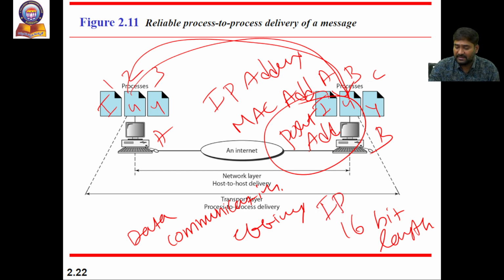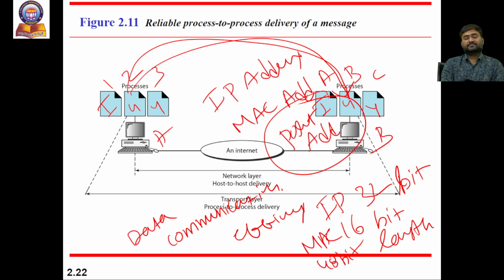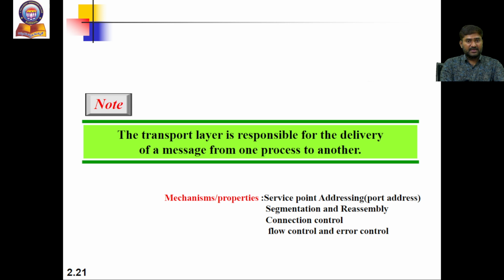The IP address is 32 bits in length. Remember the word 32-bit length. The MAC address is 48 bits in length. So IP address is 32 bits, port address is 16 bits, and MAC address is 48 bits. These are the 3 important addresses we need to use inside networks. Clear? So the transport layer is responsible for process to process delivery. Remember the responsibility.